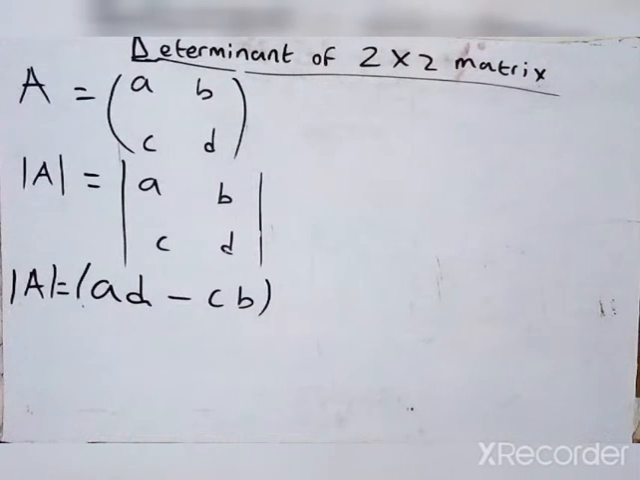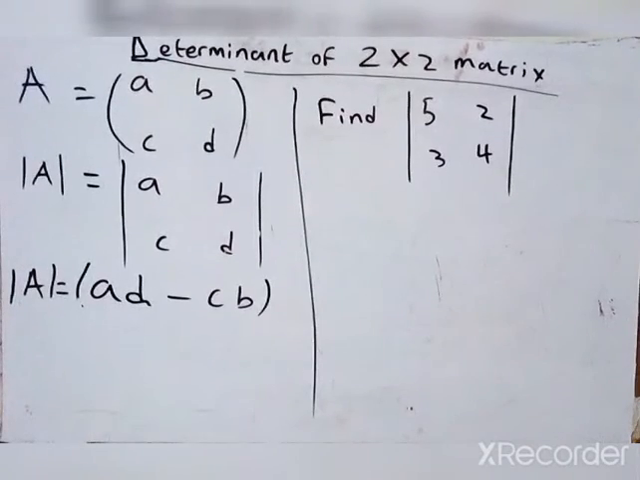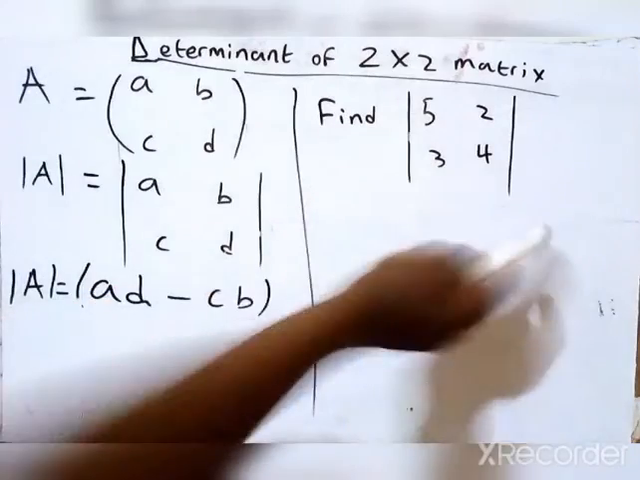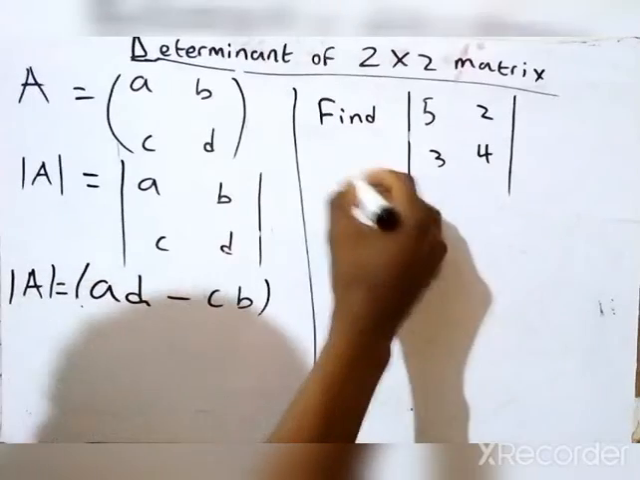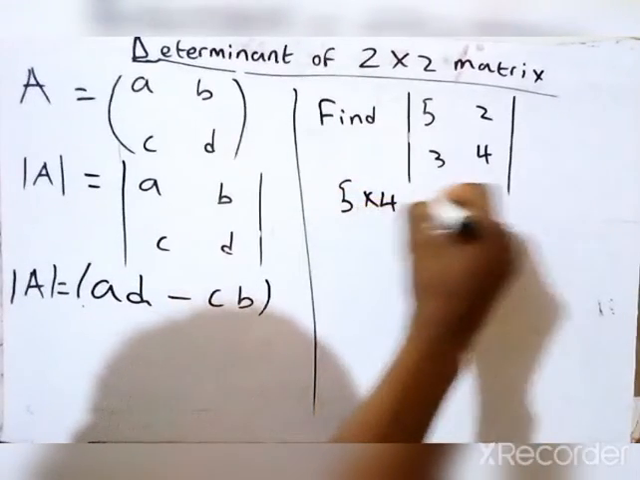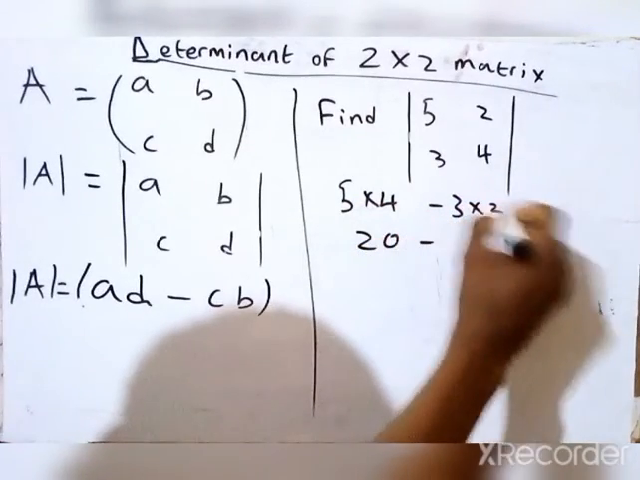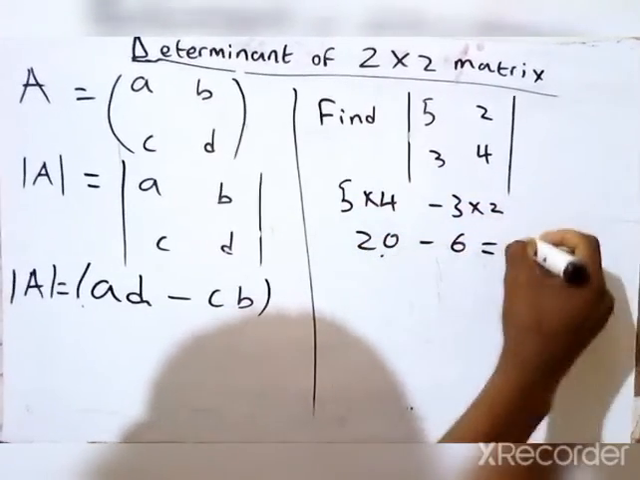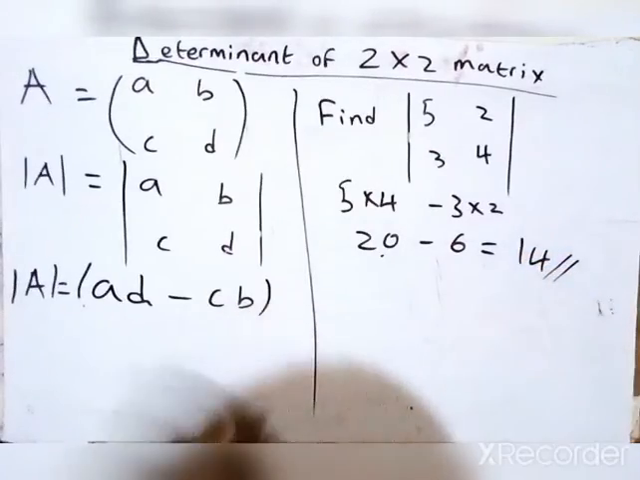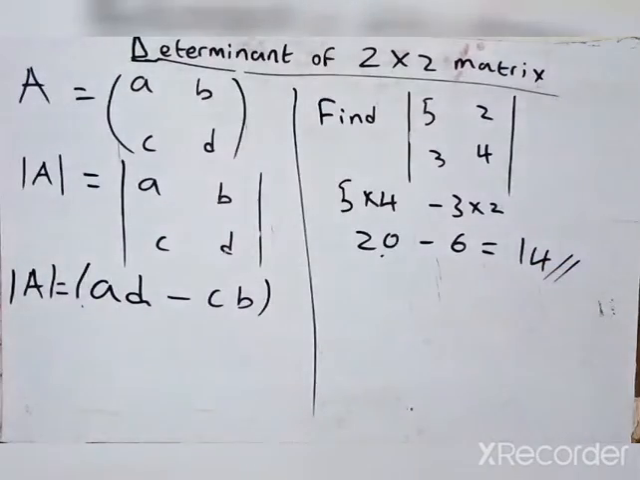Let's take an example. Find the determinant of this. This sign is determinant. To get this, it is just 5 multiplied by 4 minus 3 multiplied by 2. So 5 times 4 is 20, minus 3 times 2 which is 6. That's 20 minus 6, we have 14. So 14 is the determinant of this. Now I will be moving to another example.